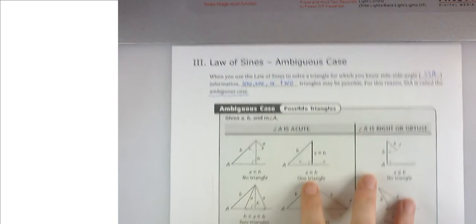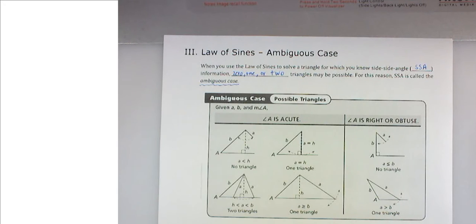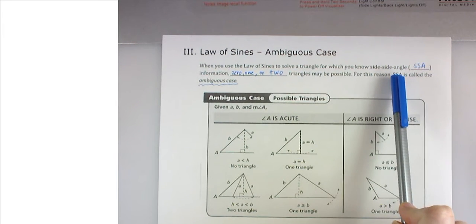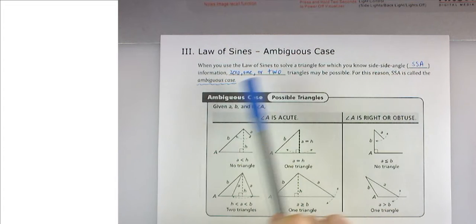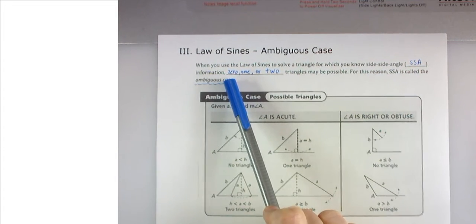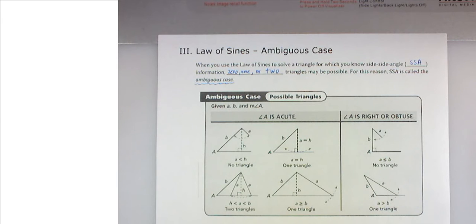Okay, so now we're going to learn about the ambiguous case with the law of sines. When you do know two sides and an angle of a triangle, there can be no triangles made from those, one, or two. And that's why it is called the ambiguous case.